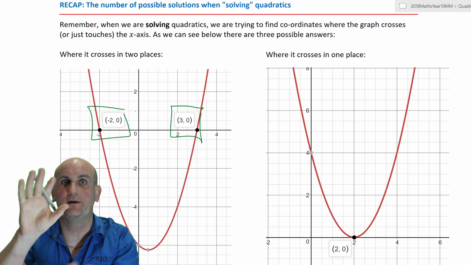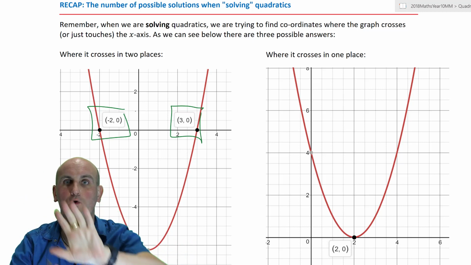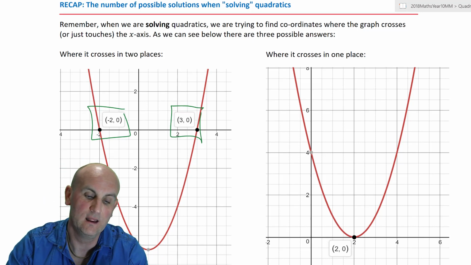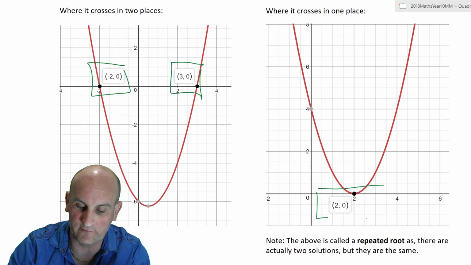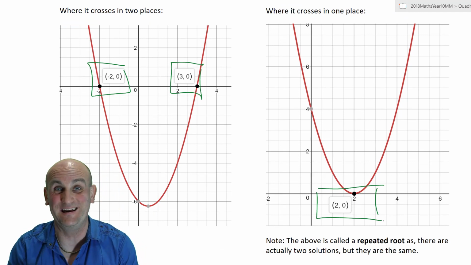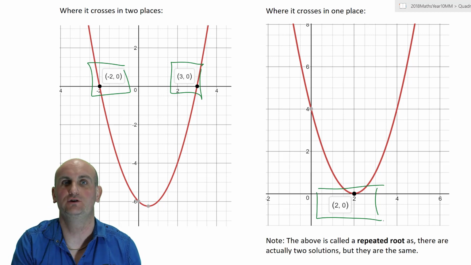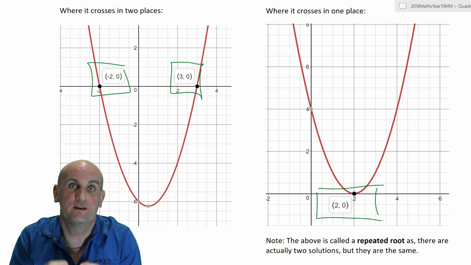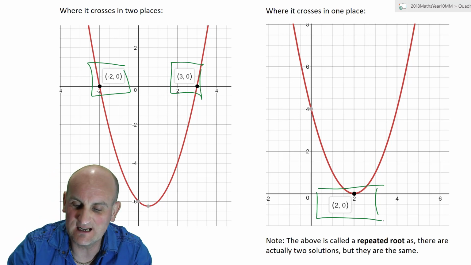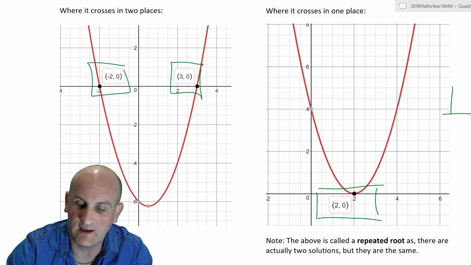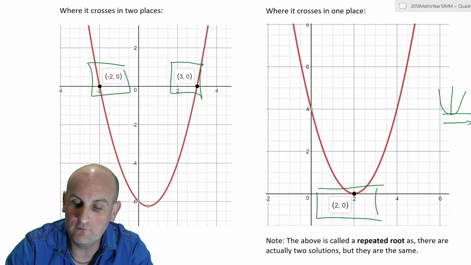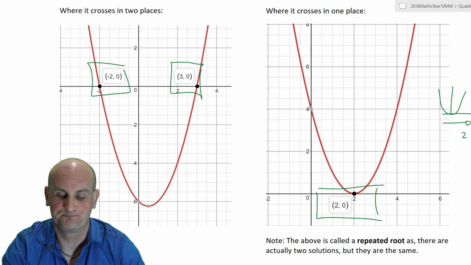And remember, with quadratics, all we're doing is moving them around so that they touch the x or y-axis in different places. Now here it crosses in just 1 place, at the point 2, 0. Again, it's called a repeated root. There are actually 2 solutions, but it's the same number twice, so we say it has 1 solution. Realistically, with this example, all I've done is take my standard quadratic, just a parabola, and move it 2 places to the right.